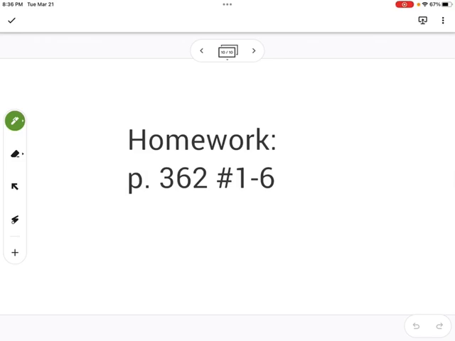So that is our note for today. You're going to be doing practice on your exponent laws using your textbook. Let me know if you have any questions.